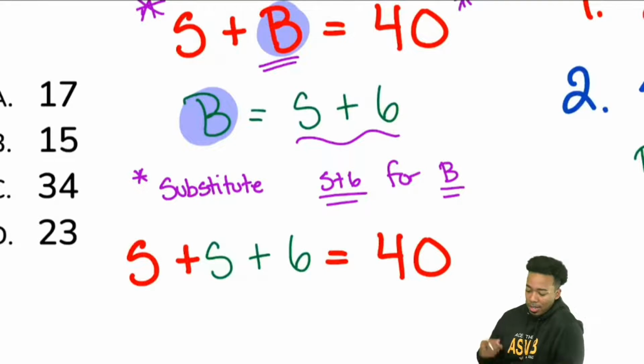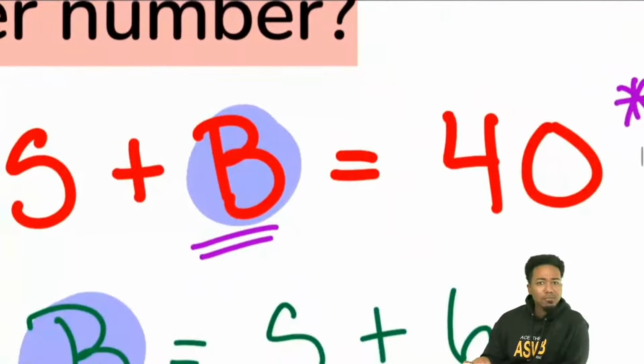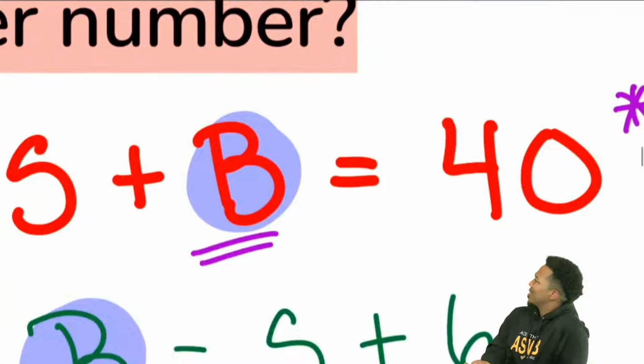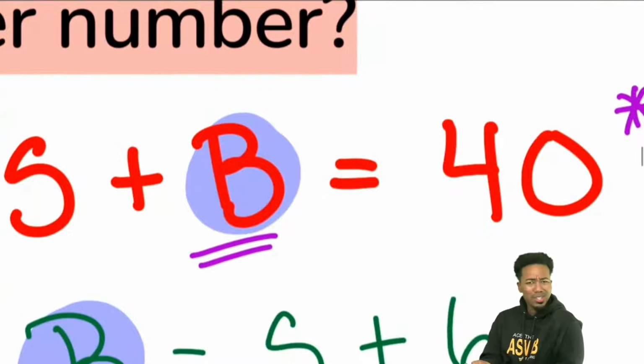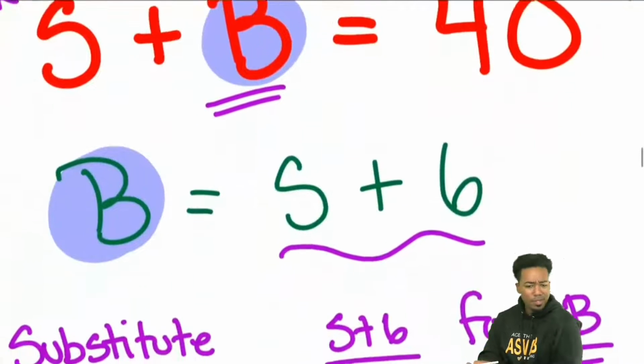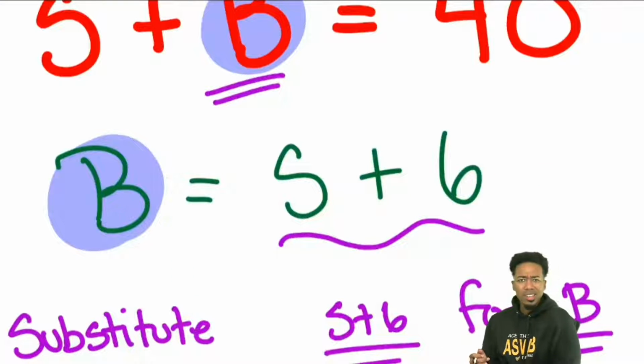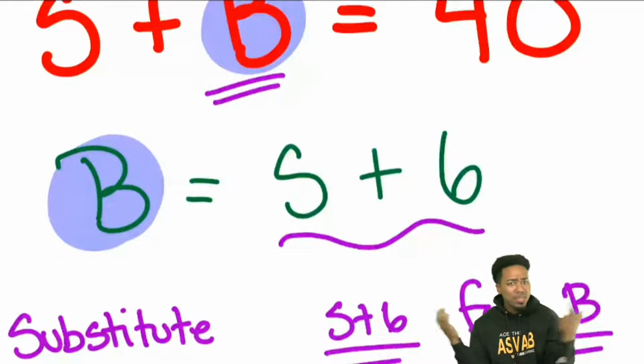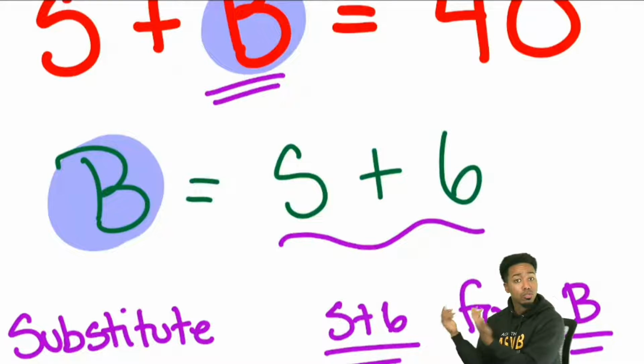Think about it. We couldn't do anything with this because, well, guess what? That's two variables. You can't solve an equation that has two variables. You can't solve this one either. B equals S plus 6. You have B and S. That's B and S. You can't solve an equation that has two variables.